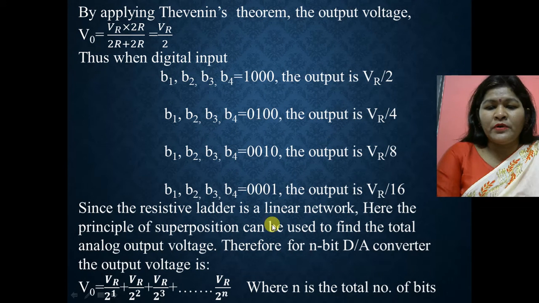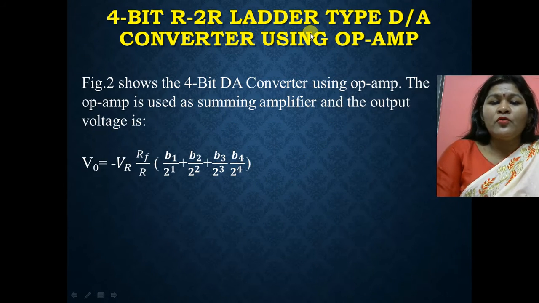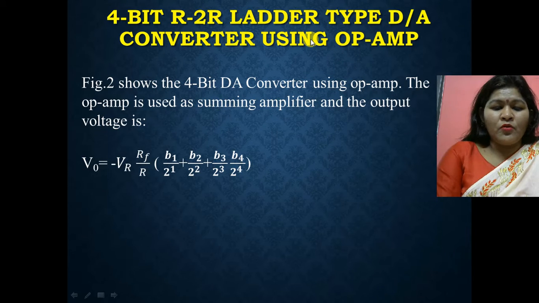If this circuit is considered as an n-bit D/A converter, then the output voltage will be V naught equal to VR by 2 raised to power 1 plus VR by 2 raised to power 2 plus VR by 2 raised to power 3 up to VR by 2 raised to power n. Here n is the total number of bits.